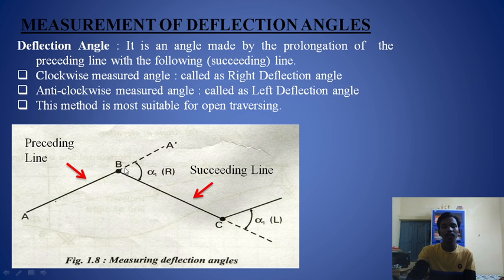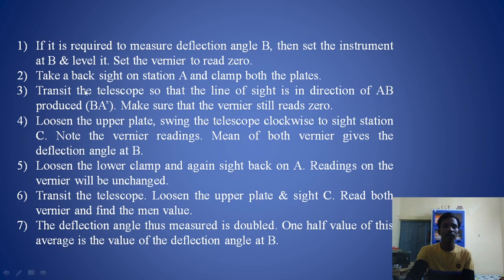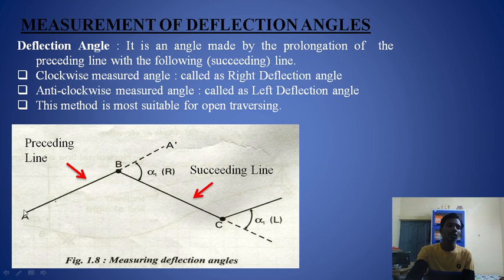Place the theodolite at station B and do all the temporary adjustments, which means centering and leveling. Here we are measuring horizontal angles, so we have to level the instrument with reference to the plate level. Then set vernier A to 0 degrees. Then take a back sight on station A or object A. Bisect object A and tighten the upper clamp screw and lower clamp screw. Both the upper and lower clamp screws must be tightened.